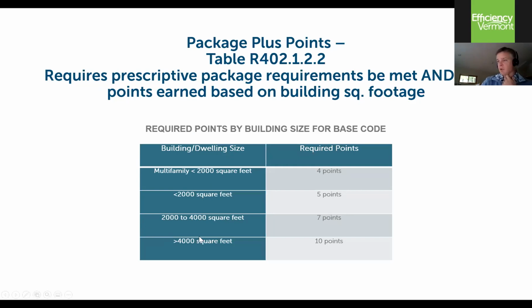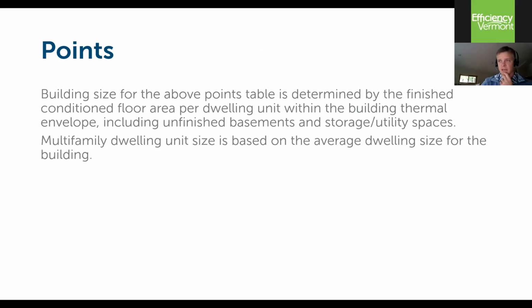If you're building to a 4,000 square foot house, you need to gain 7 points, greater than 4,000 feet, 10 points. So this is different, this is new, this is not something that had been in the code previously, but it comes into play now, and this is determined by the finished conditioned living space. So basically the floor area of the house that's heated and cooled within the building, and that would include basements as well. They're considered part of that thermal envelope.